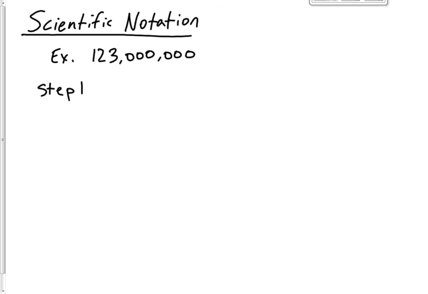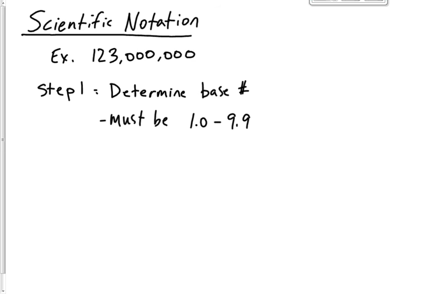Step number one, you're going to determine the base number. And the base number has to be between 1 and 9.9. Okay, must be between 1.0 and 9.9. So basically between 1 and 10. Anything below that and your decimal point has to move again. Anything above 10 or anything above 9.9, and you're going to have to, again, move your decimal one more place.